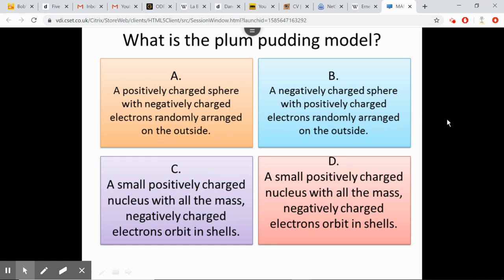Right, can you please pause the video and have a think about which one of these answers best explains what the plum pudding model is. Pause the video now and we'll go through the answers in just a second.